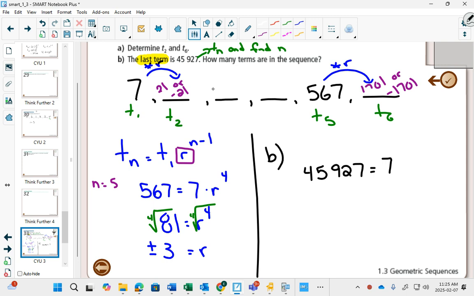So the question is, which one am I going to use, and does it matter? It might matter. I'm going to use the positive 3 because this number is positive. So it's going to work for sure if I use the positive 3. It might give an error if I use the negative 3, because the negative 3 one would alternate between being positive and negative. So I'm going to assume it is the positive 3 and see if I can solve for this.